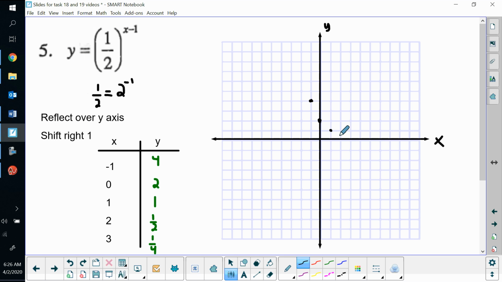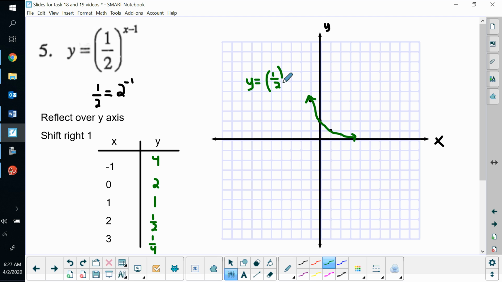I'm going to redraw that curve. My curve wasn't great. Make sure you got arrows on the ends, and make sure you label your equation.